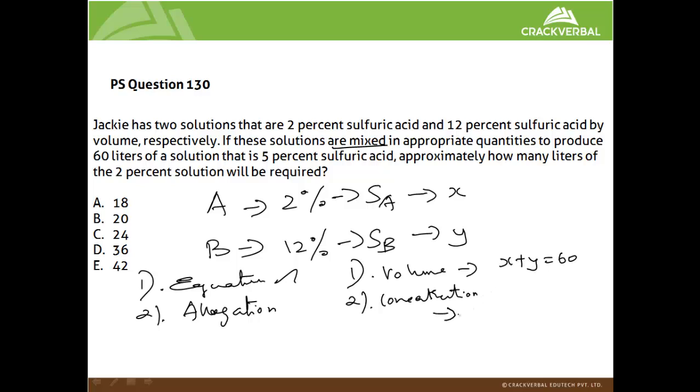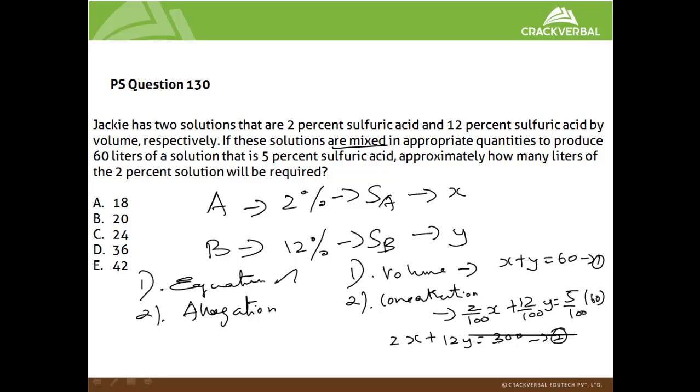Now the concentration is 2% of X. So 2 by 100 of X is mixed with 12 by 100 of Y to get 5% of 60, 5 by 100 of 60. If you solve this, we can multiply both sides by 100, so we can eliminate the 100. So you will have 2x plus 12y is equal to 60 into 5, which is 300. Now there are two equations and two variables. You can always solve this and get an answer.